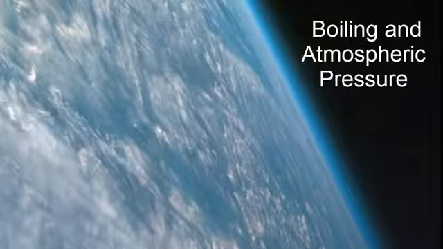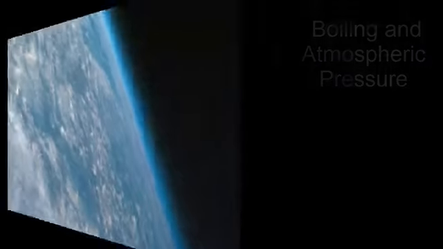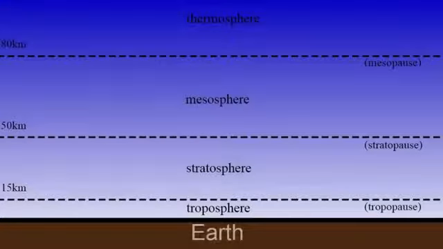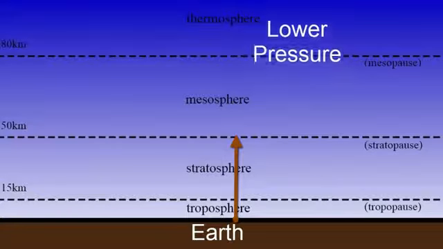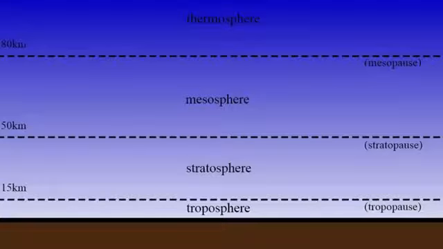Boiling depends on the amount of pressure around the liquid. On Earth, the atmosphere is what creates this pressure. If we look at a cross-section of the atmosphere, only 50 kilometers has enough air for humans to breathe. The pressure also decreases as we go higher. That's because as we go higher in the atmosphere, there are fewer air molecules.